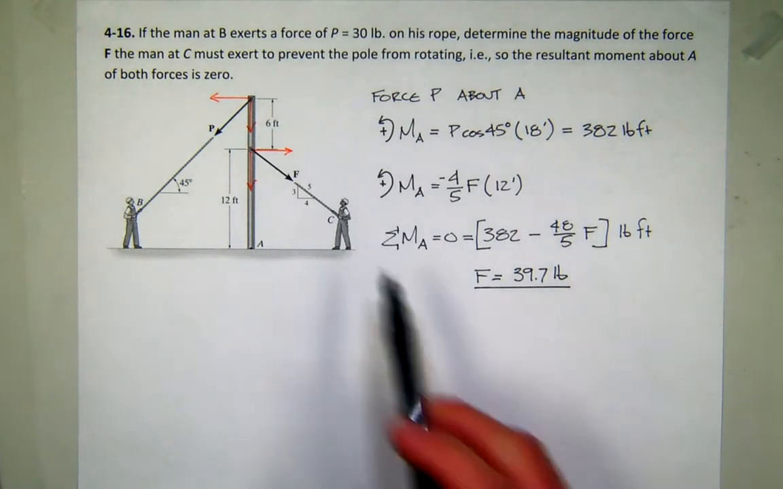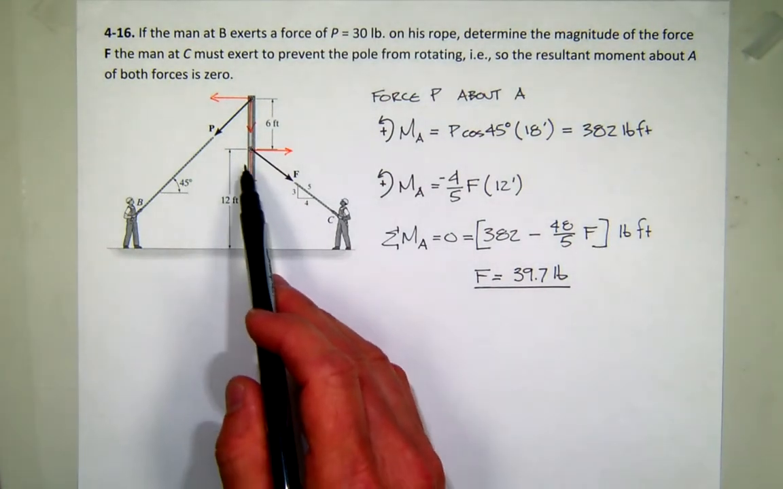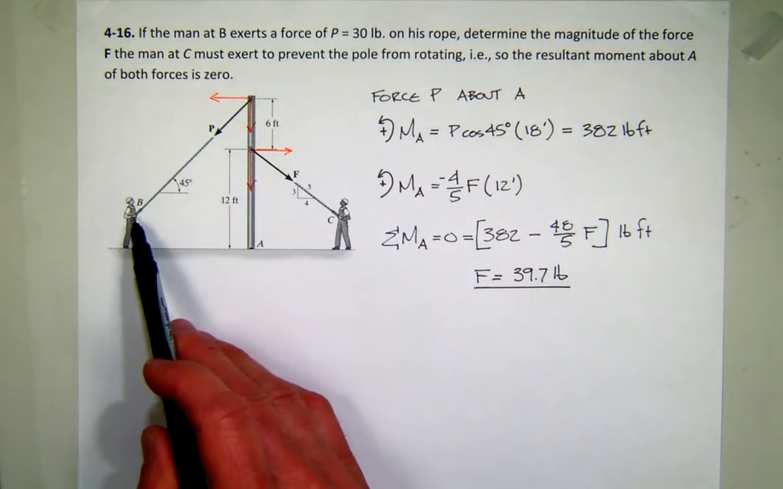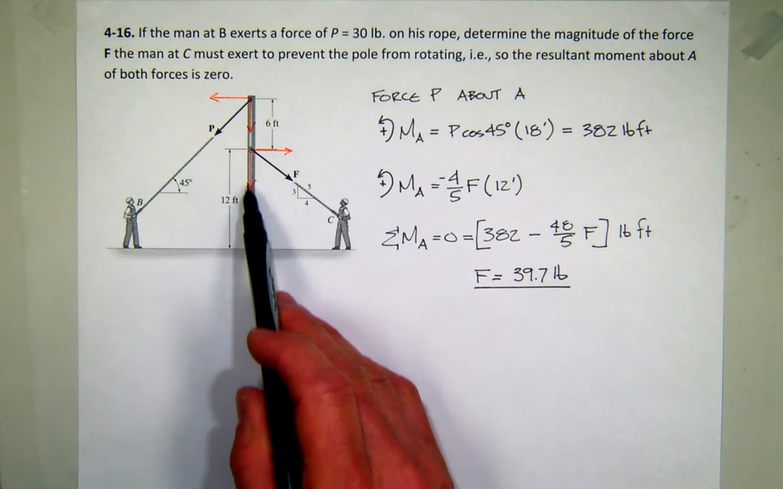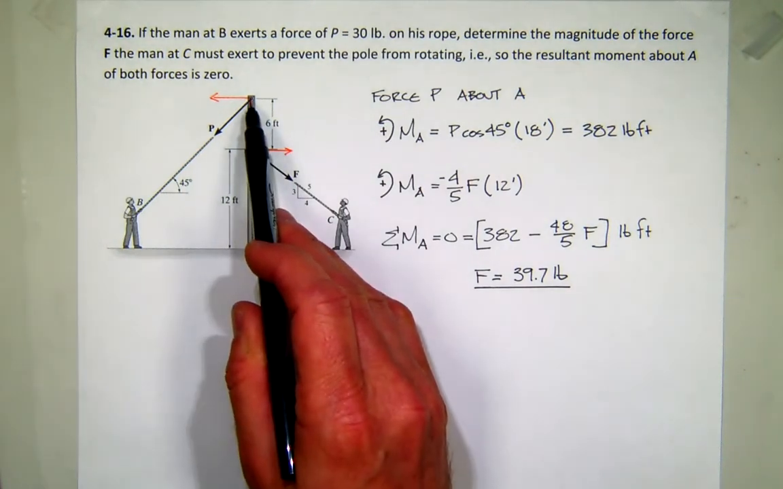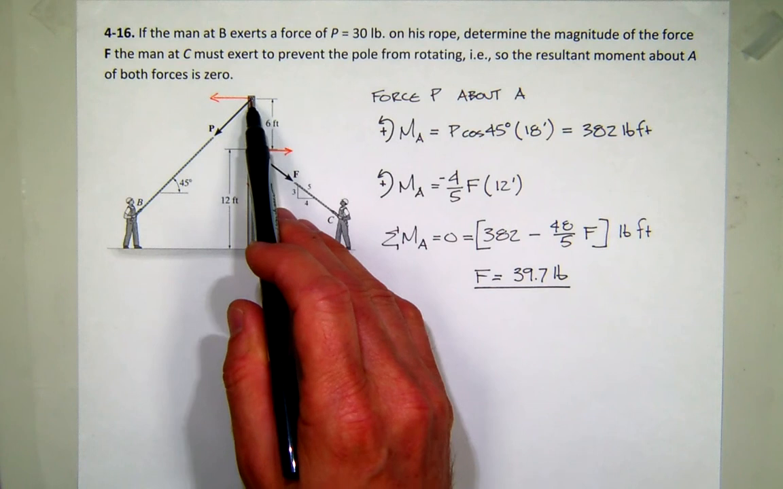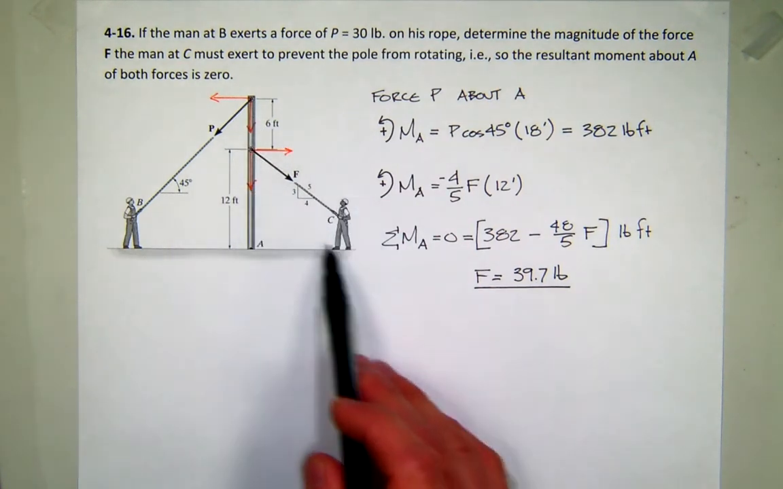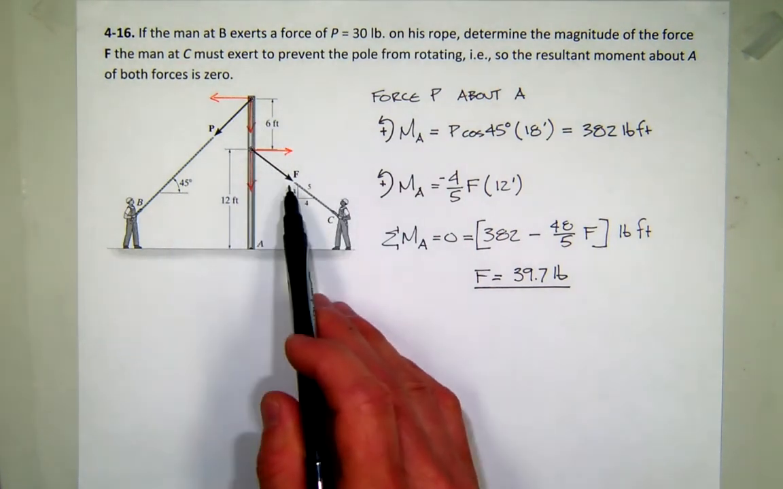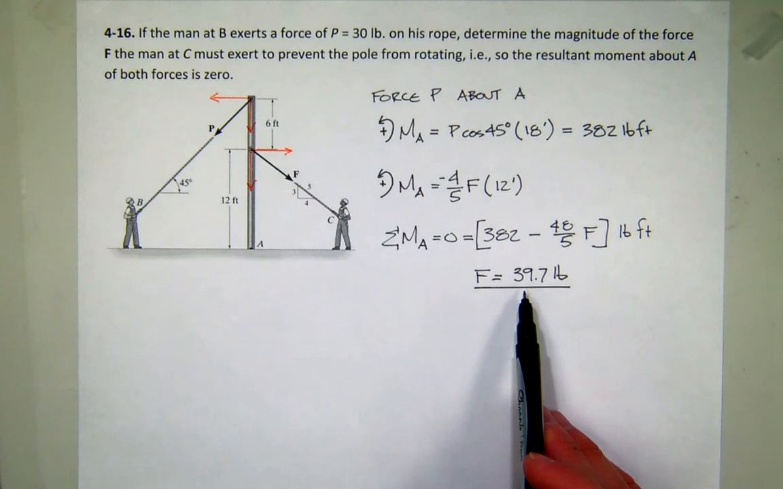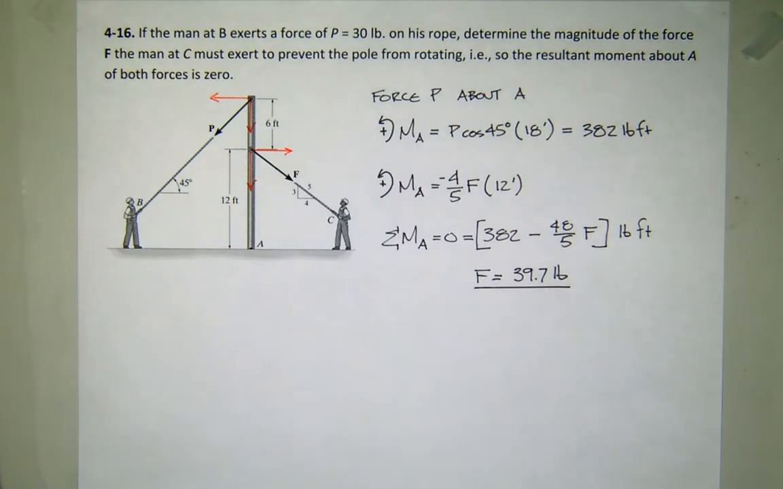I think that's reasonable because the man here at B has a longer moment arm, right? So he has a smaller force. So a smaller force times a larger moment arm. This man over here at C has a shorter moment arm, so he has to pull at a larger force. So logically it makes sense. Hopefully we didn't make any calculation mistakes.